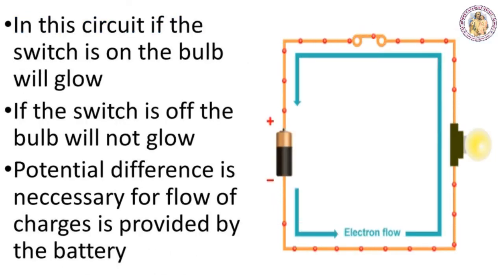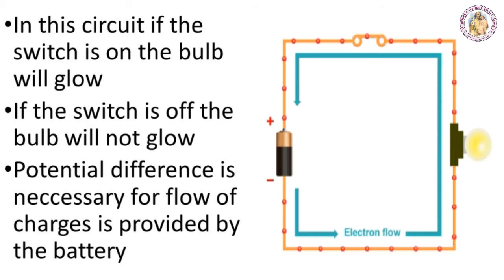So in the circuit, if the switch is on, the bulb will glow. If the switch is off, the bulb will not glow. Why? Because, as we know already, the circuit must be closed in order that the current passes through it. The potential difference required for the flow of charge is provided by the battery. The electrons flow from the negative terminal to the positive terminal of the battery.